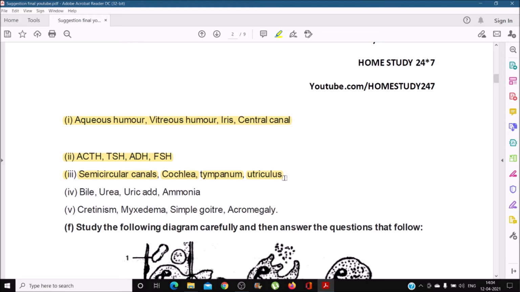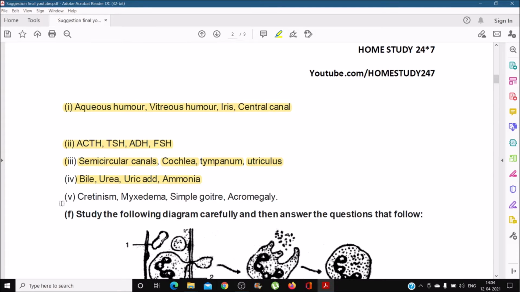Number 4, bile, urea, uric acid, ammonia. Number 5, cretinism, myxedema, simple goiter, acromegaly.